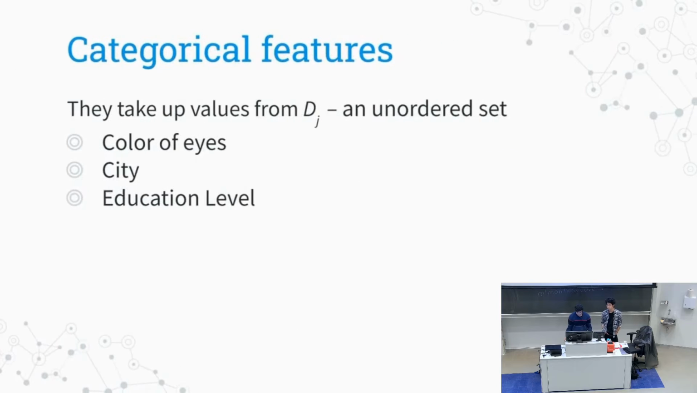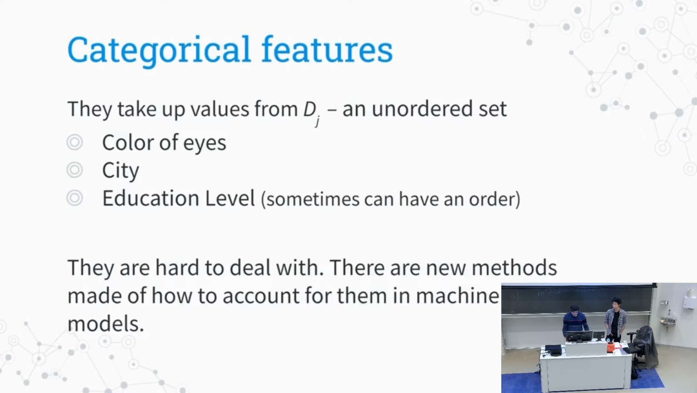The third data type is categorical data, which can take a fixed set of finite values. These examples could be the color of eyes, like red, blue, green, yellow, whatsoever, the city, Groningen, Amsterdam, and also something like educational level. In some cases, categorical data can have an order to them. Like in the case of educational level, you could be a PhD, a bachelor, a master's, and so on. These are quite hard to deal with, and we have new models to help deal with these problems.